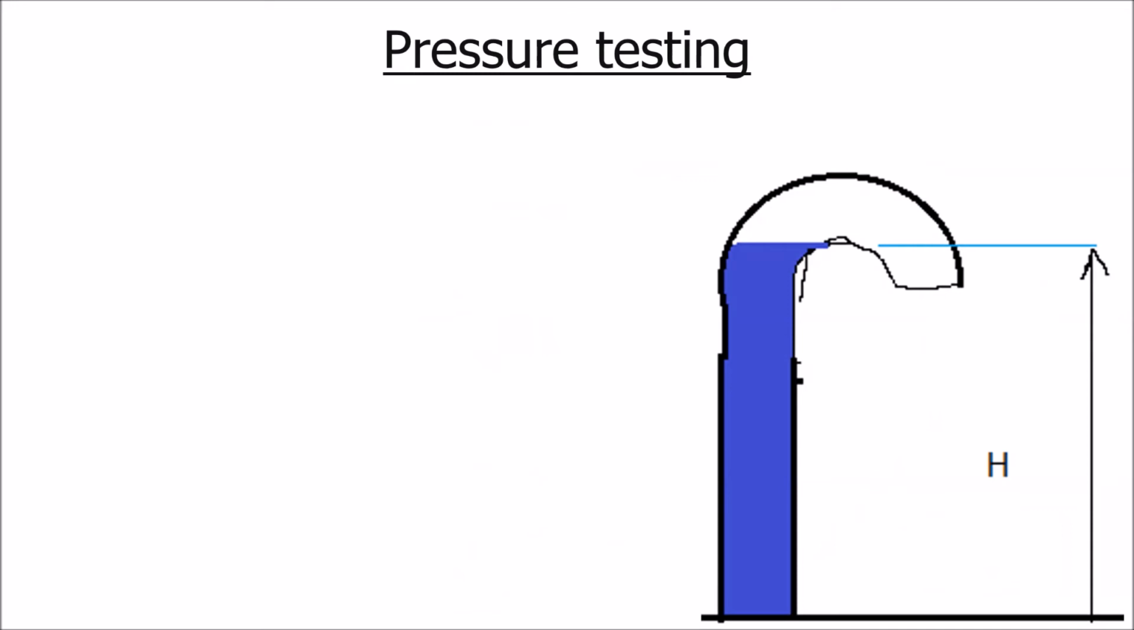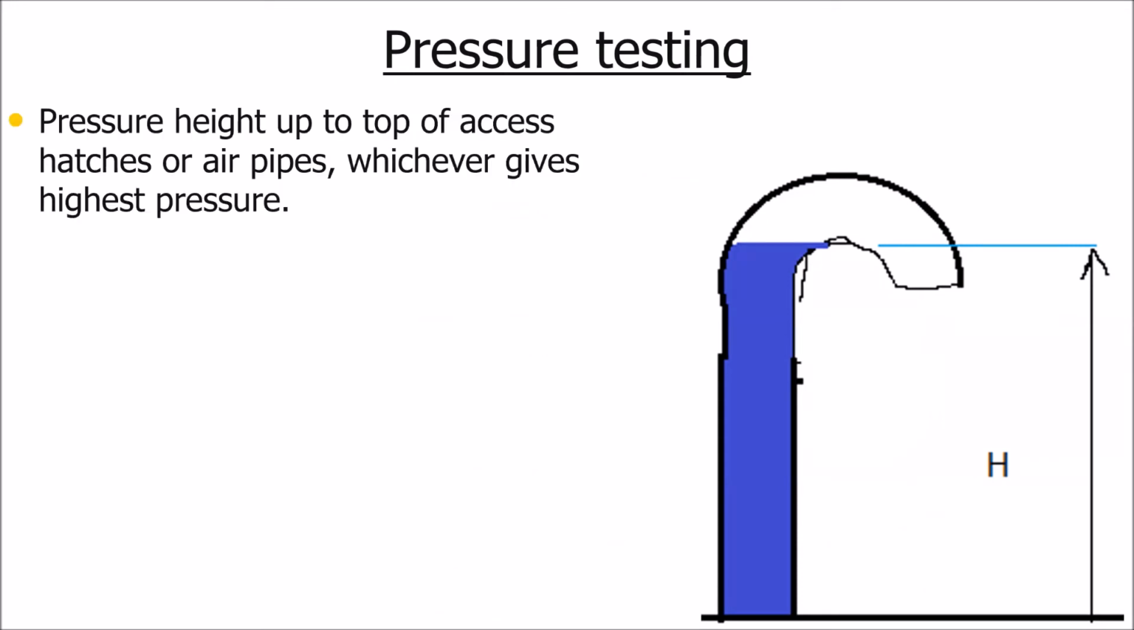But which pressure are you supposed to apply when you're making a pressure test? So we pressure up to the top of access hatches or air pipes. If there would be higher pressure in this water here, that is more water, it will just flow outside, right? So we pressure test to the top of this gooseneck and the bottom side of it, like this. A little more here, and it will just flow over.